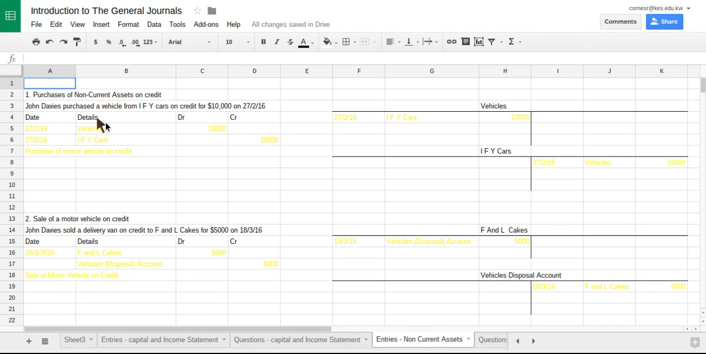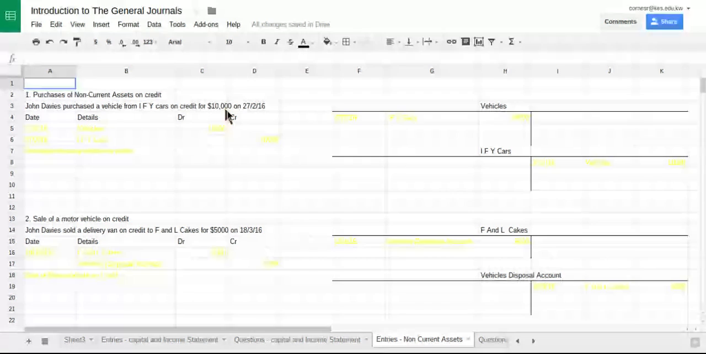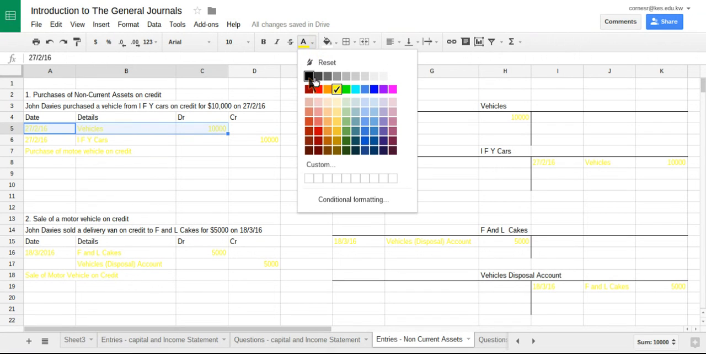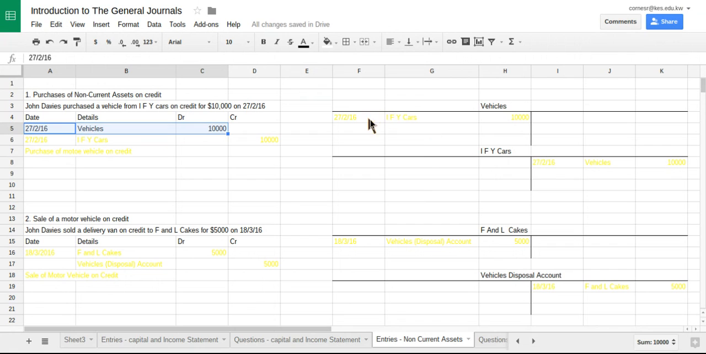So here, John Davis purchased a vehicle from Iffy Cars for $10,000 on the 27th of the 2nd, 2016. Well, hopefully what we already know is that because we've purchased a non-current asset, we need to tell somebody to go and make a debit entry in the vehicles account. So if we look across here at the vehicles account, once it's been entered into the journal, somebody will go into the general ledger and put a debit entry in for the vehicle. And then, because they're buying it on credit, they are going to owe Iffy Cars some money. So we need to put a credit entry in against Iffy Cars because they are now a liability.